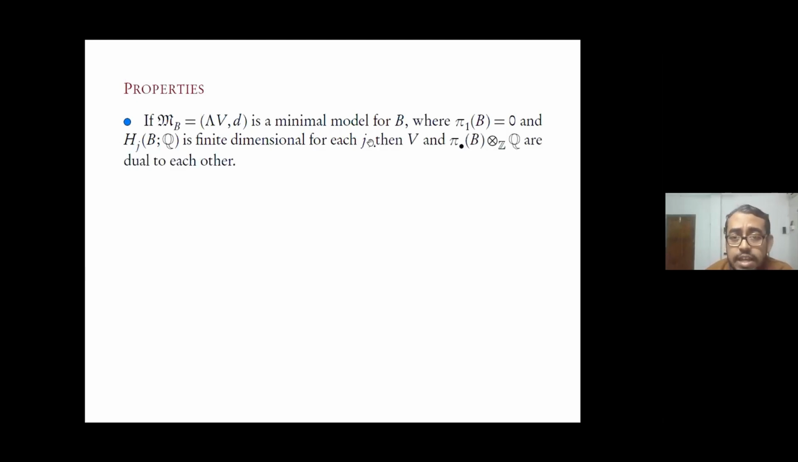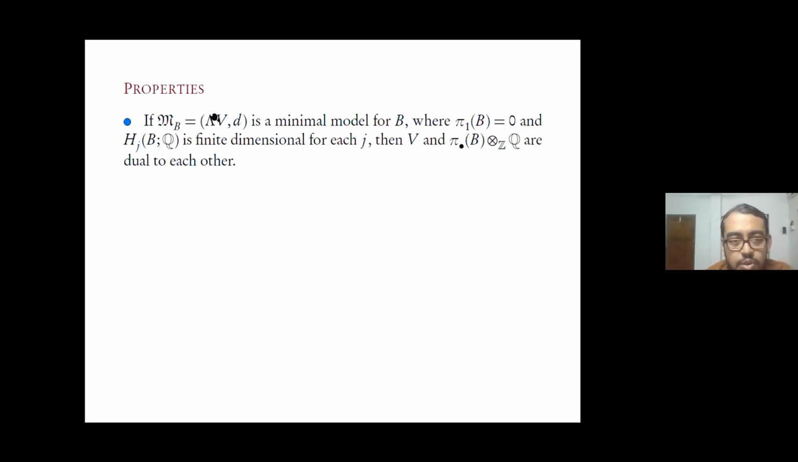Okay. So by the argument that I just outlined, the space V and the rational homotopy groups of the space B, which is pi dot, means you take the direct sum of pi k B tensor Q. So this is a graded vector space, and V is also a graded vector space, and V is simply the dual of this. So this is almost by construction, right? Which is very nice.